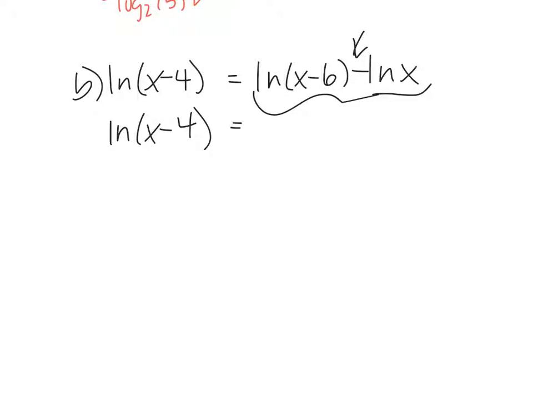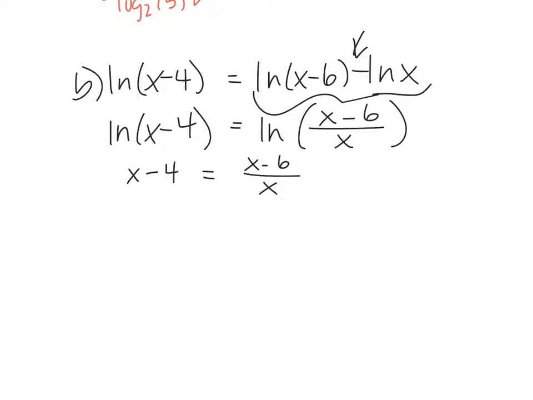Okay, so now I have ln(x − 4) equals ln of (x − 6) divided by x. Now that I just have one log equal to one other log, I can take their insides and set them equal to each other.